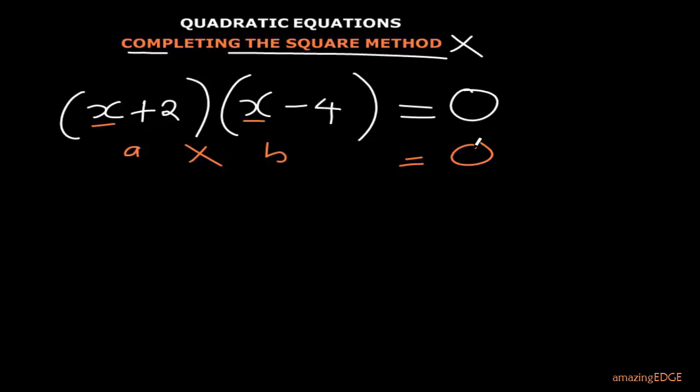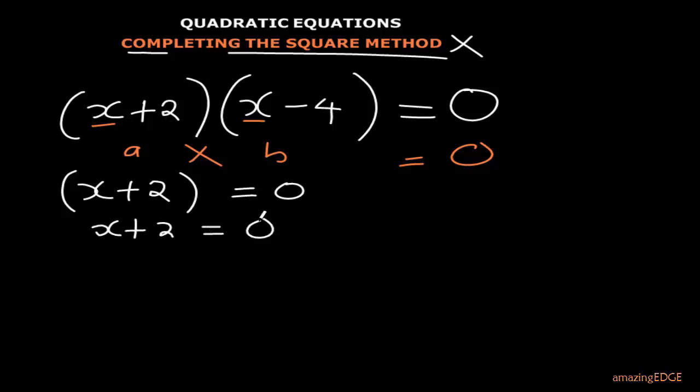Remember, there are possible cases. We take the first case. We assume that a equals 0. So you assume that this one, x plus 2, is representing our a. So you assume a to be equal to 0. If a equals 0, what happens? You have that x plus 2 equals 0. Then you can solve for your x. So your x becomes equal to minus 2. That is the first case.